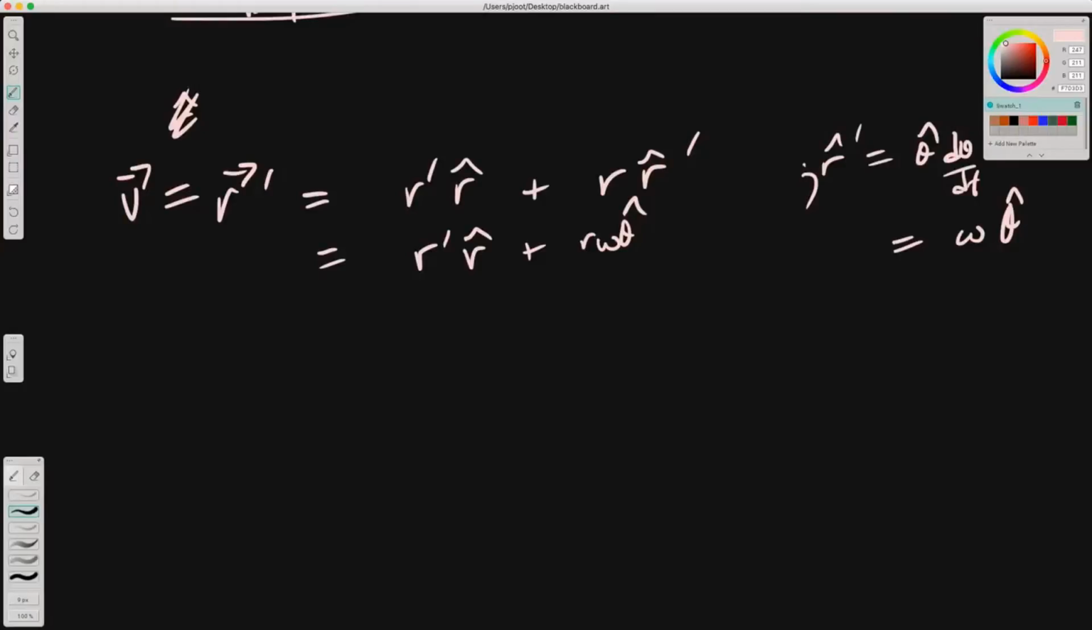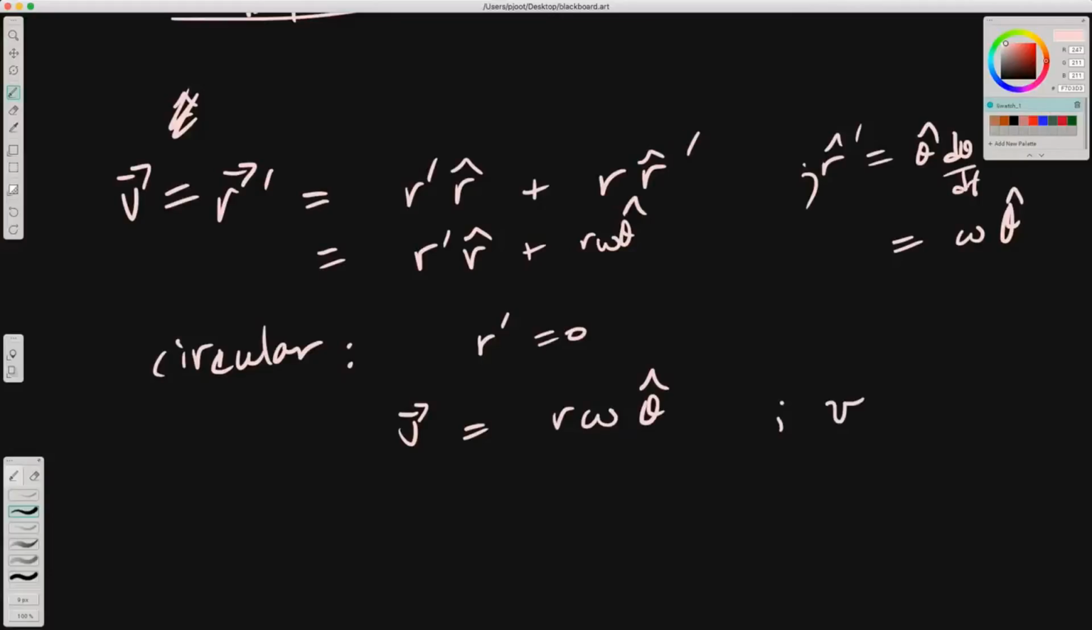And this here, if you have circular motion where r prime equals 0, then you have v equals r omega theta hat. And you'll often see this in the physics textbooks written in scalar form, saying v equals r omega.